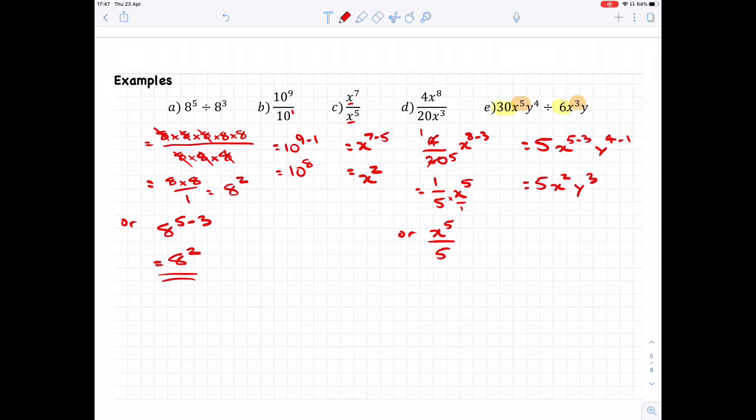So you can see these multiplication and division laws with indices make it very quick to do these processes. So remember, if we are multiplying, a to the power of m times a to the power of n is equal to a to the power of m plus n. And if we're dividing, a to the power of m divided by a to the power of n means we're going to subtract the second index from the first.